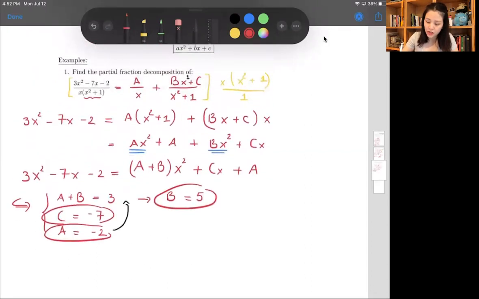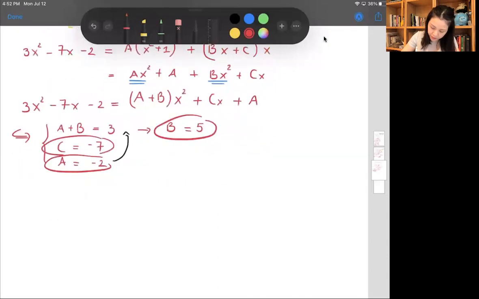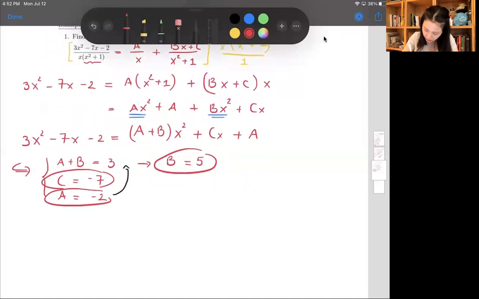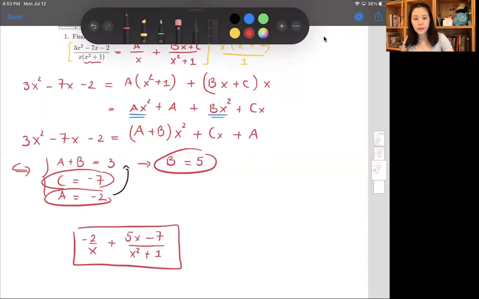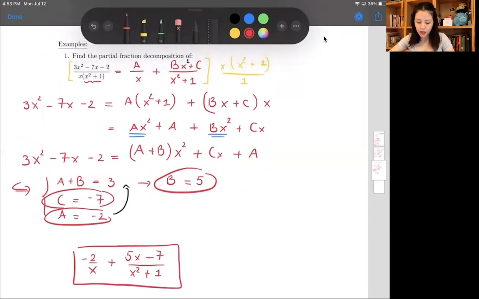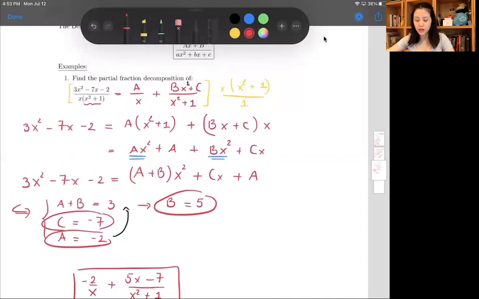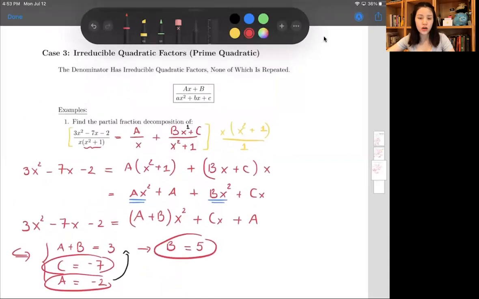If I were to write this, I don't want to rewrite the original problem, so it's just going to equal -2 over x plus Bx, which is 5x, plus C, which is -7, so (5x minus 7) over x squared plus 1. And that's how we do the partial fraction decomposition with the prime quadratic case.